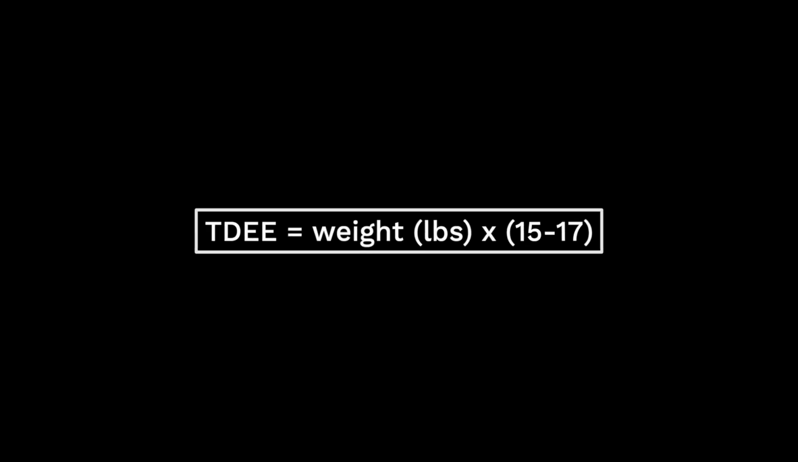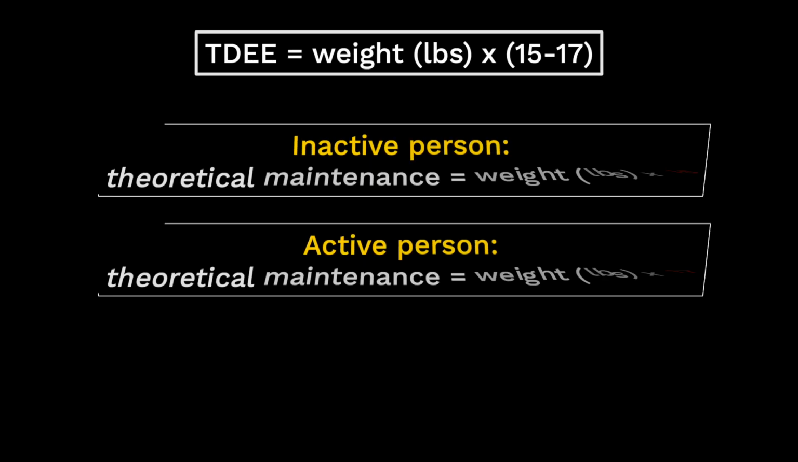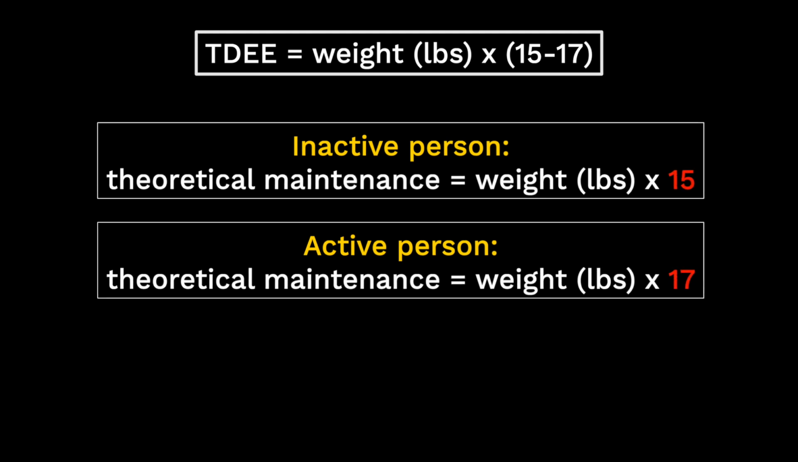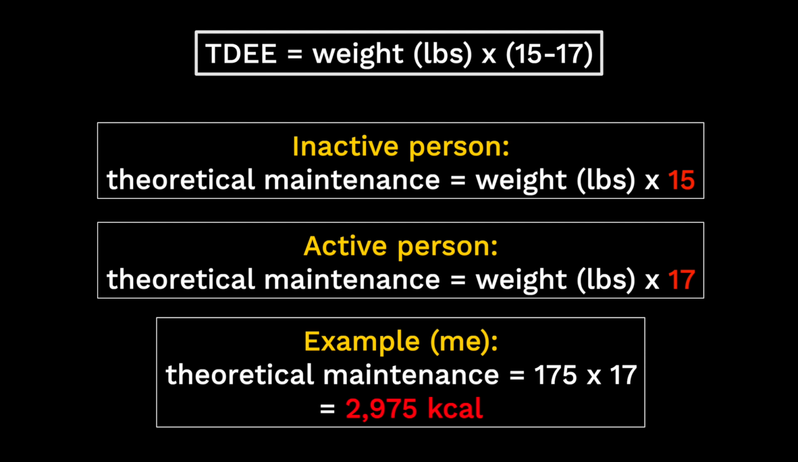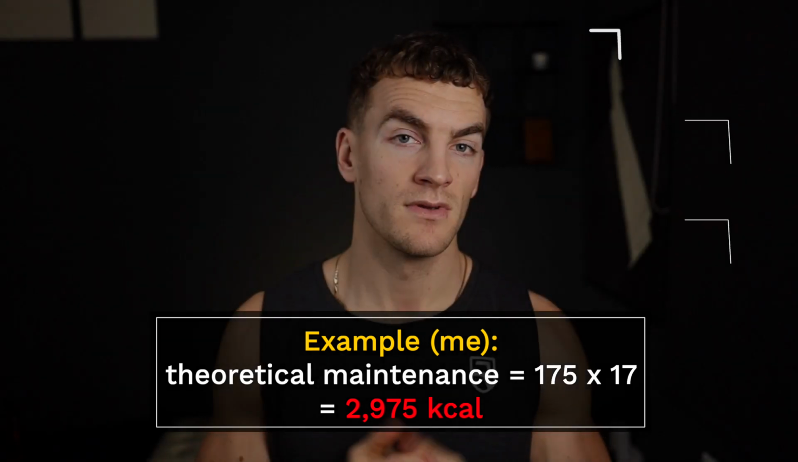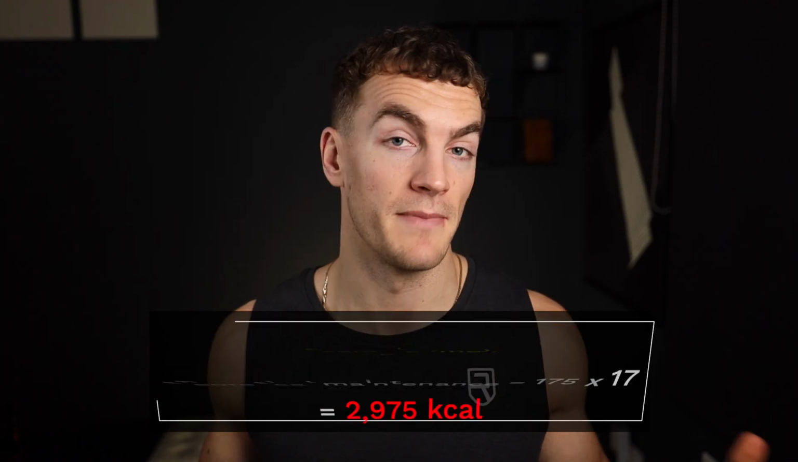If you want to be more accurate, you could maybe do a few and average out the answer, or alternatively, if you want to be pretty rough, you could just take your body weight in pounds and multiply it by like 15 to 17 based on how active you are. So for example, me, let's say I'm about 175 pounds, fairly active, times by 17, that's 2,975 calories. Sounds like there or thereabouts for my maintenance.